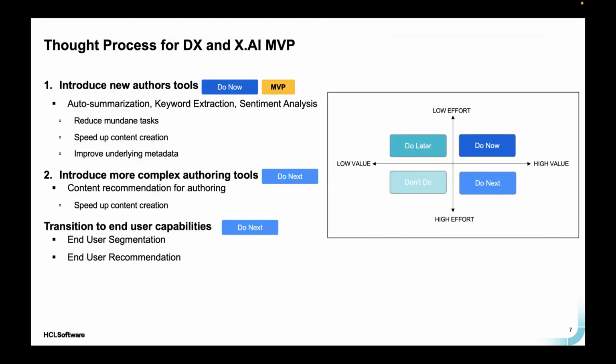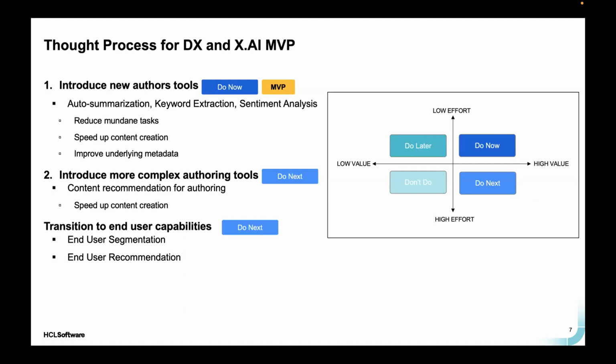So in terms of the MVP, what we have here is what we were planning on doing now, what you see labeled as the MVP, and then what we plan on doing next. And the way we prioritized that was, again, looking at the competitive information, looking at DX as a whole, and then trying to place these items on this value effort matrix.